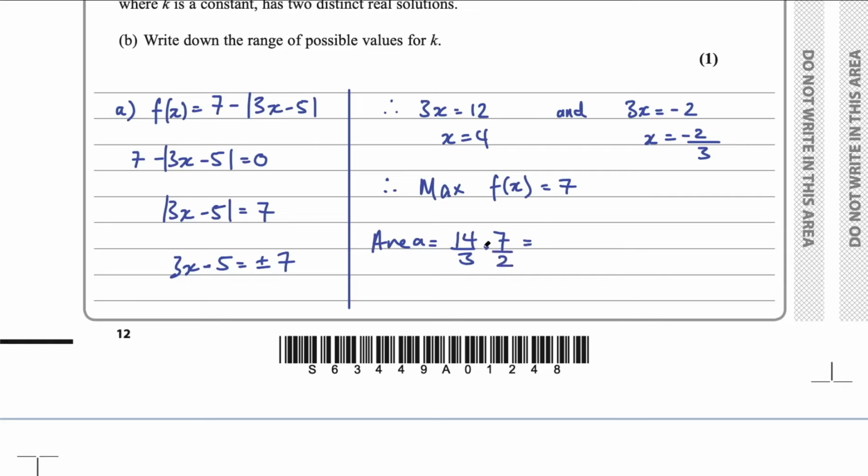So now we need to evaluate this expression. We could do 14 divided by 2 is 7. 7 times 7 is 49. So we'd have 49 and 3 for that area. And we don't have any units, but you could write units squared if you like. So that is our area for part A.